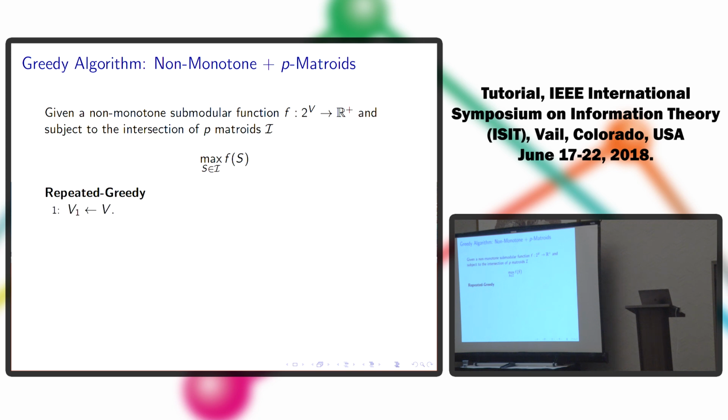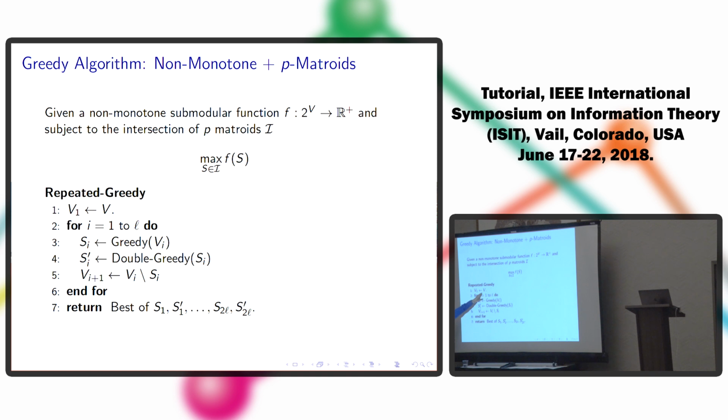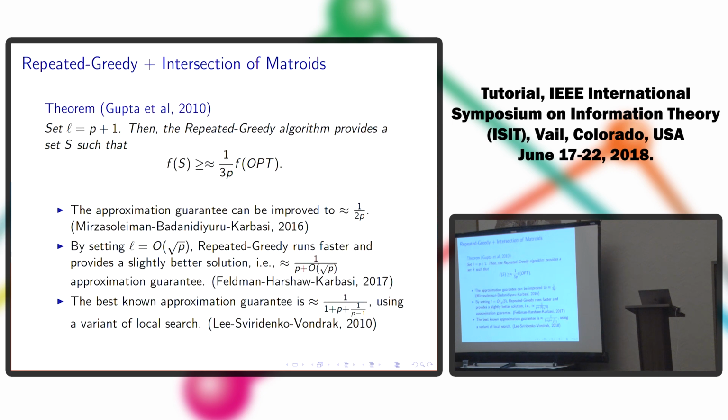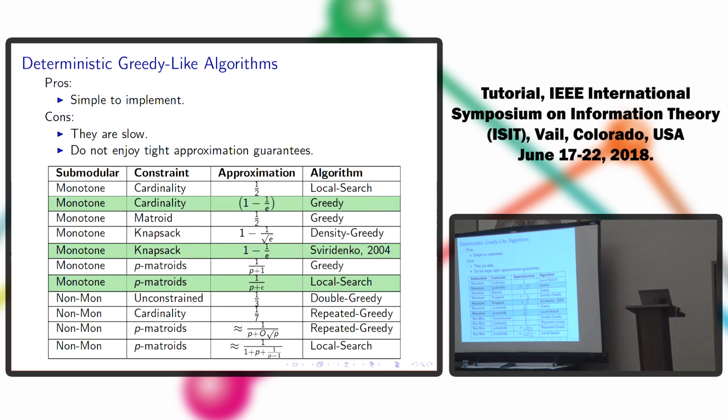Okay. How about p-matroids? You got the idea. So we start from the full set. We run exactly the same thing L times. And it was shown that if L is equal to p plus 1, the approximation guarantee is going to be 1/3p. You can actually improve the approximation to 1/2p. You can even run it fewer times, get better approximation guarantees, and that is the best known approximation guarantee for maximizing a non-monotone submodular function subject to the intersection of p-matroids. And these are all the results that we know of if we want to run a deterministic and discrete algorithm. And these are the best known results, which are tight.